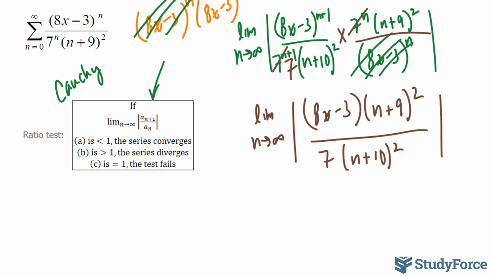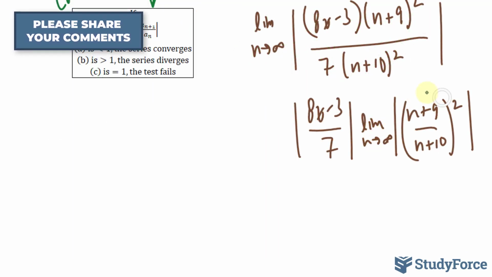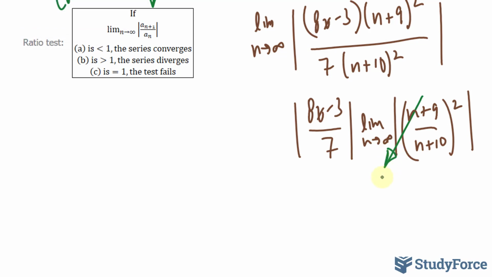Let's algebraically manipulate this further. I'll group these two factors together, 8x minus 3 over 7, and I'll put those in absolute value, and also group these together, where I have the limit as n approaches infinity for n plus 9 over n plus 10, all raised to a power of 2. Taking the limit as n approaches infinity for this will end up giving you 1. And you can prove that in many ways, either L'Hopital's rule or some sort of algebraic manipulation. Therefore, we're left with the absolute value of 8x minus 3 over 7.